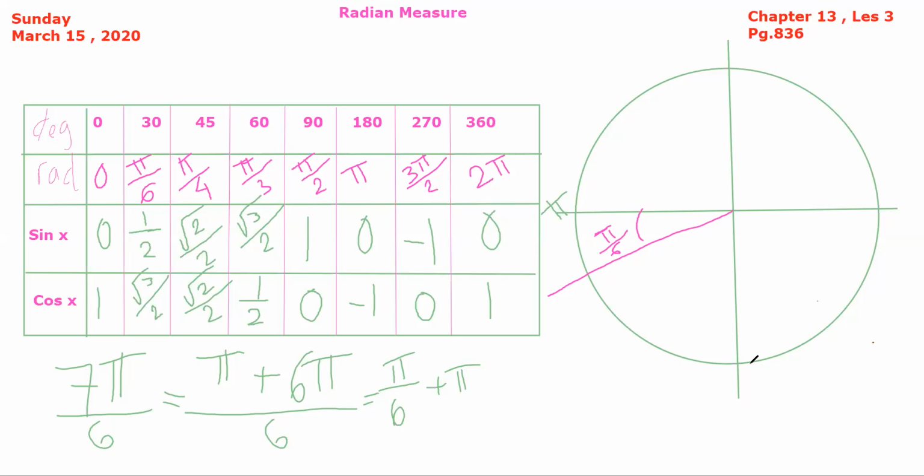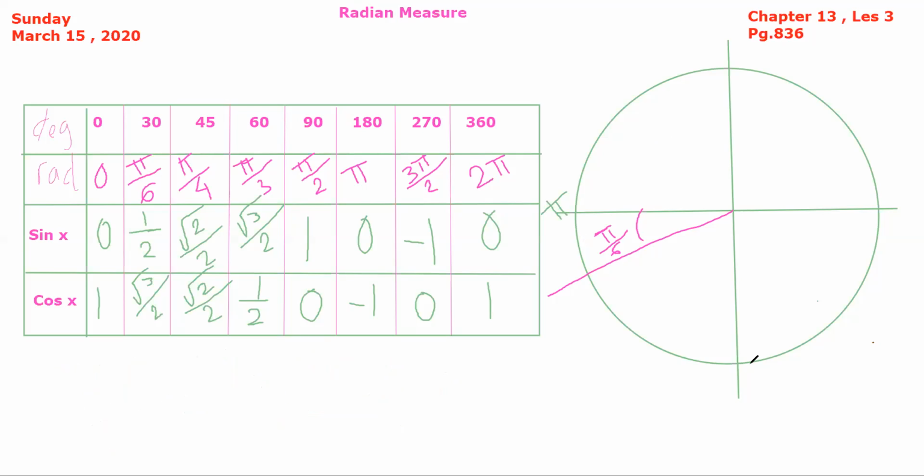Starting from 0 with 7 pi over 6, or starting from pi with pi over 6, is the same. Okay, how can I find now the sine and cosine of 7 pi over 6? To find them, after I know that it lies, or it rotates, after pi with pi over 6, I will go now to pi over 6 here, which is 30. This 30 has sine and cosine values, which are the same as for 7 pi over 6.